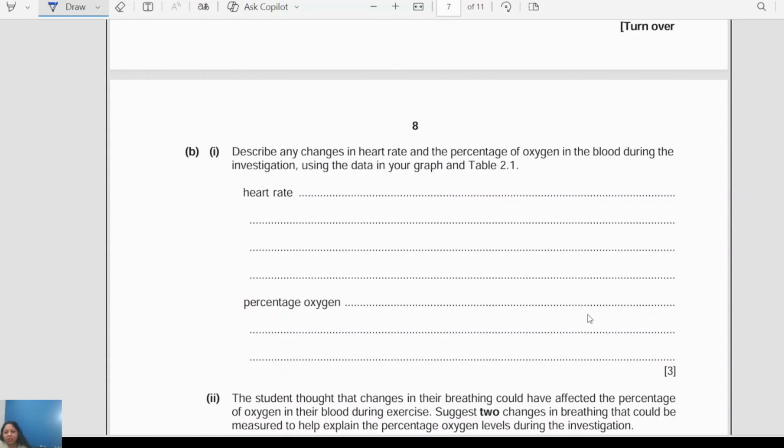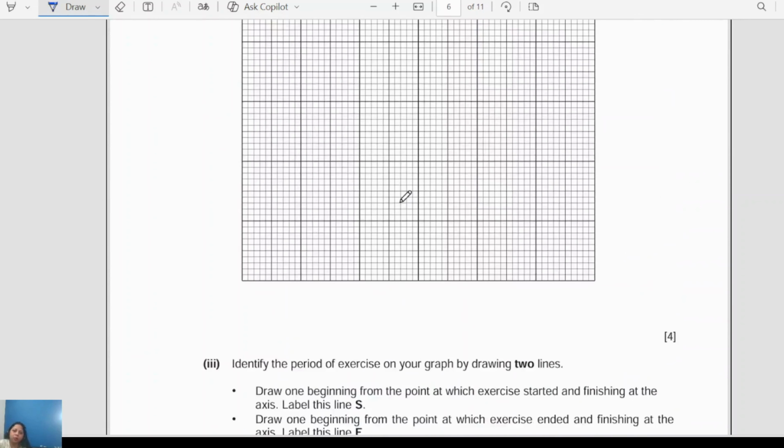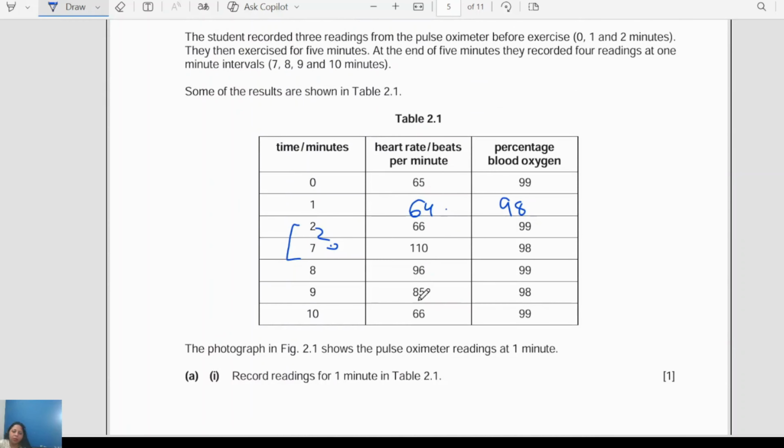Describe any change in the heart rate and the percentage of oxygen during the investigation using the data in the graph. What are you observing from this table? What is the effect on heartbeat rate and what is the effect? The heartbeat fluctuates more.